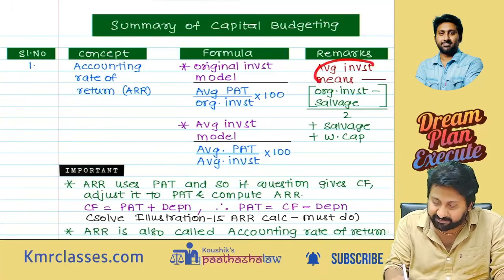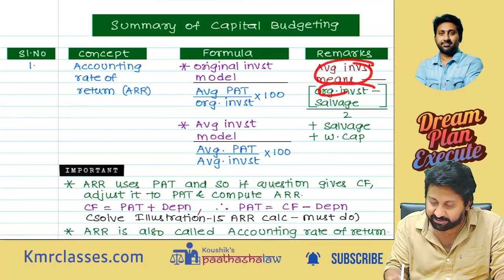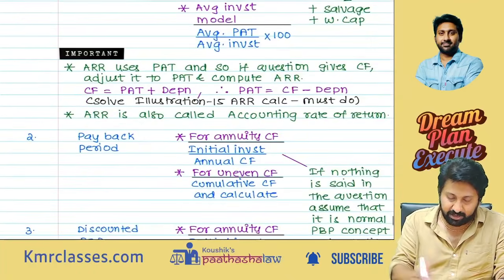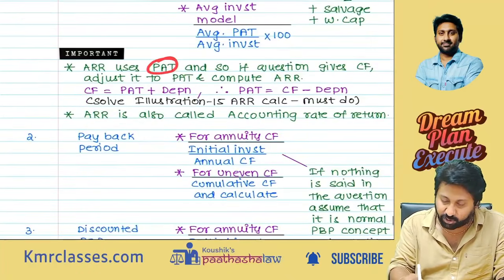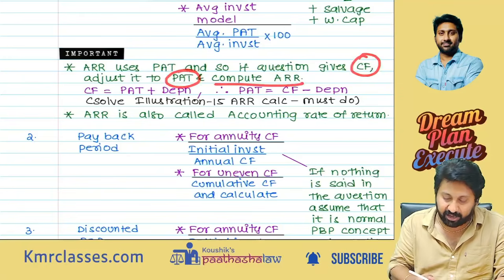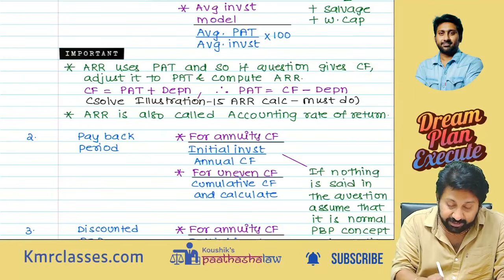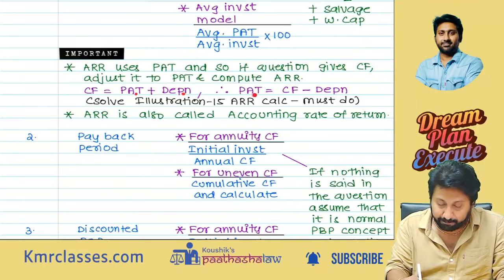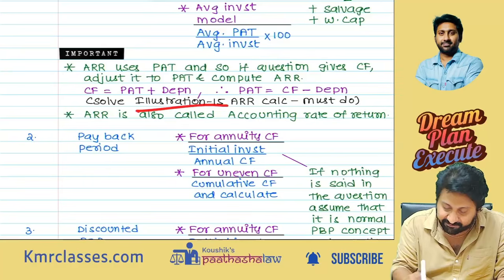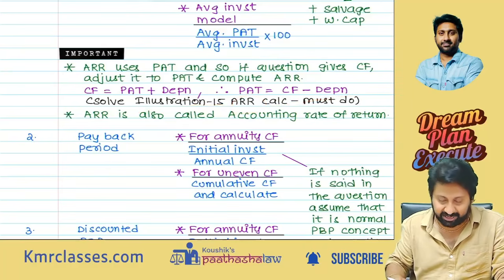So average investment means original investment minus salvage value divided by 2, plus salvage plus working capital. ARR uses profit after tax. So if the question gives cash flow, adjust it to profit after tax and compute ARR. How to calculate? Cash flow means profit plus depreciation, so PAT means cash flow minus depreciation. Solve illustration 15, ARR. I have done it clearly here.